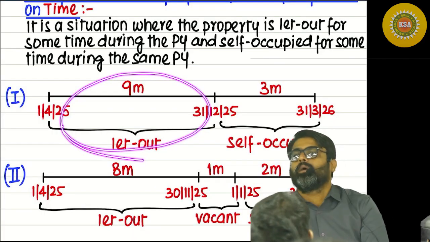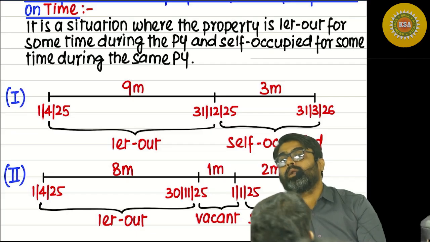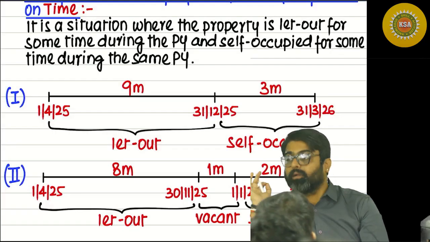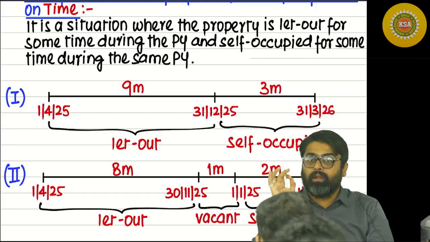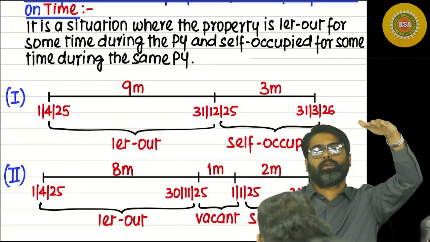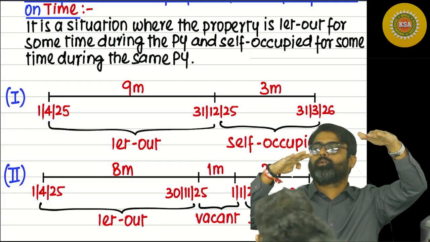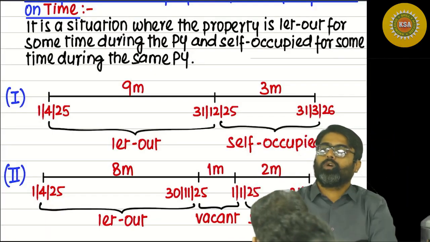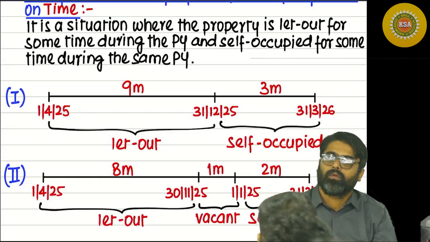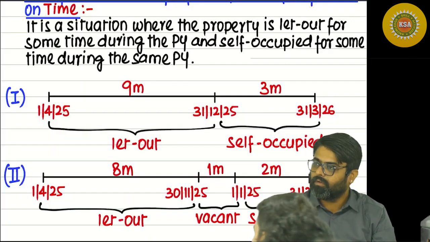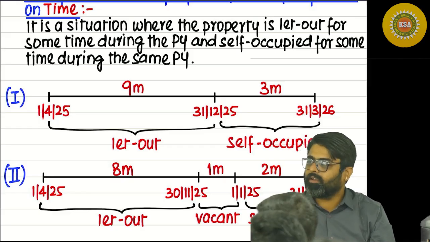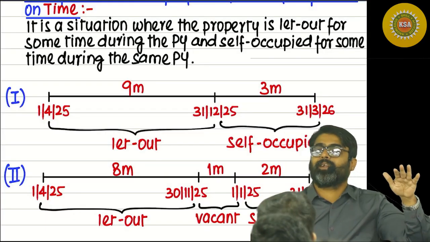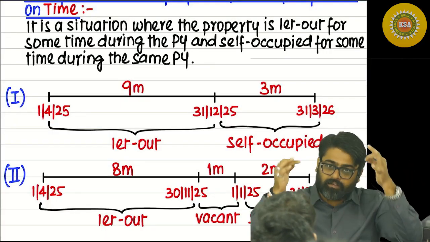Do you have actual rent in this case? How many months is the property let out for? Let out for 9 months, so 9 months rent will be? Now tell me, expected rent for how many months? Actual rent for how many months? Yes or no? Was there any vacancy in the property? No vacancy. And if there is no vacancy, what do we do? Expected rent, actual rent, whichever is higher.